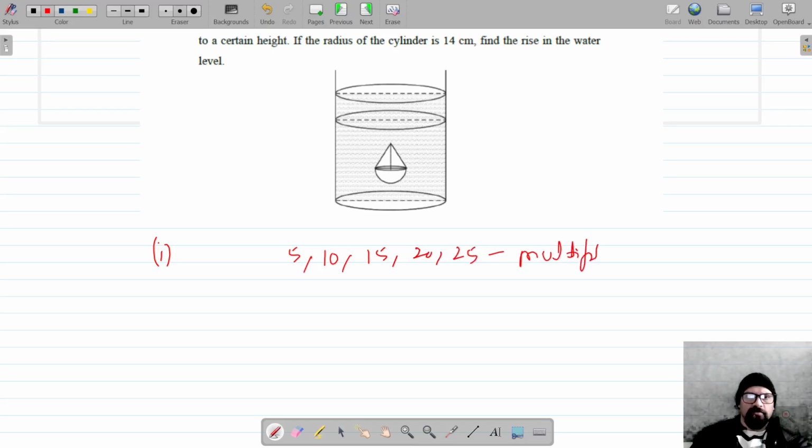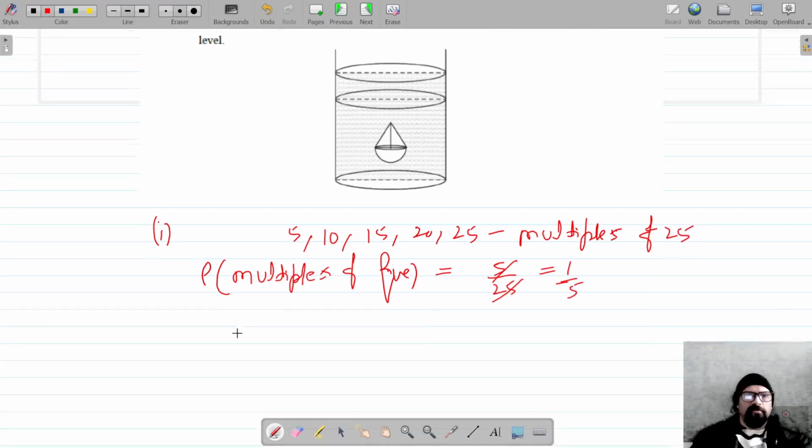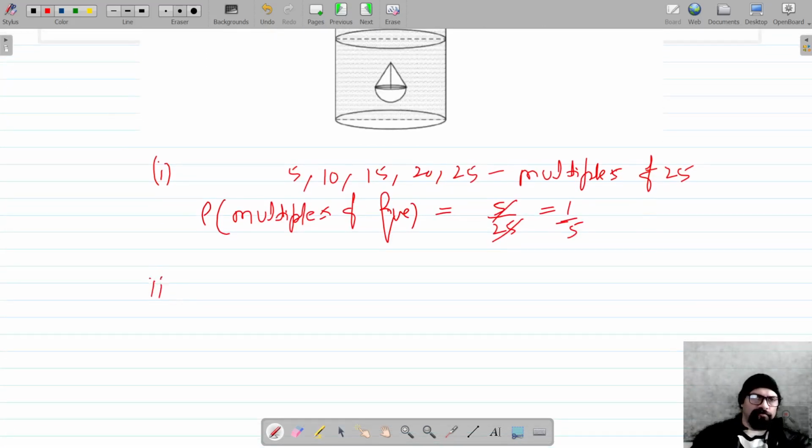The total numbers are 25, and if we count the multiples of 5, these are 5. So the probability of a multiple of 5 will be the number of multiples of 5 divided by total cards. The multiples of 5 are 5 and the total cards are 25. So this is equal to 1 by 5. Okay, now moving on to the second part.